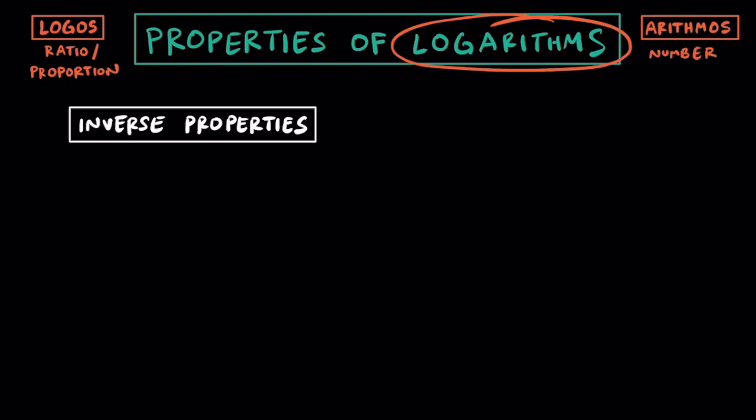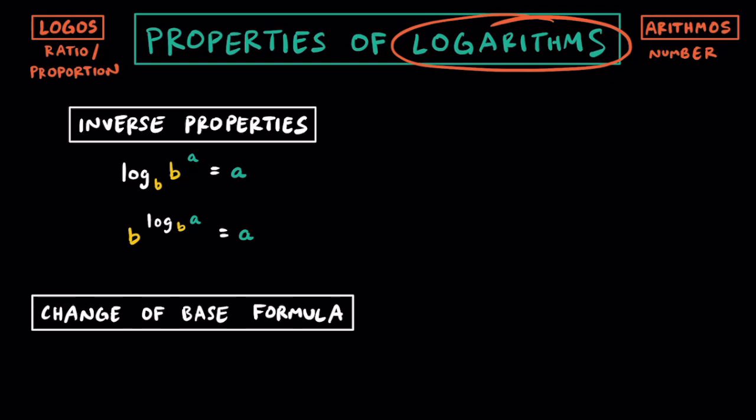In this video, I'm going to start by talking about inverse properties, where I'll try to show you why log base b of b to the a power is just equal to a, and b to the log base b of a power is also equal to a. At some point in the video, I'll also talk about the change of base formula, where log base c of a is equal to log base b of a over log base b of c, where b is any value except for 0. Keep in mind that for any of these properties, b won't equal 0.